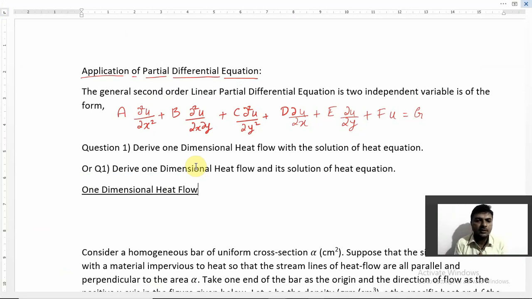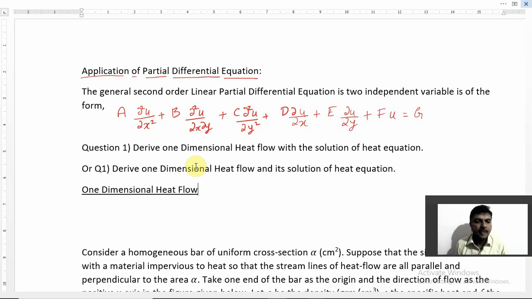Now we see the general second order linear partial differential equation in two independent variables, which is of the form... So I just said it has two independent variables, x and y. This is the equation where, for all the derivations, we are going to keep this same.